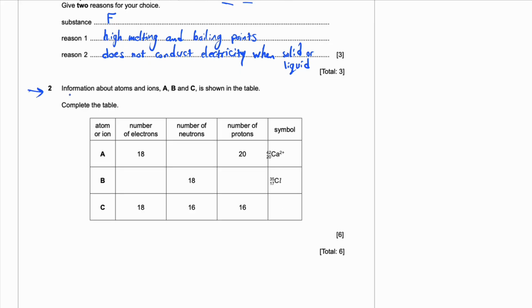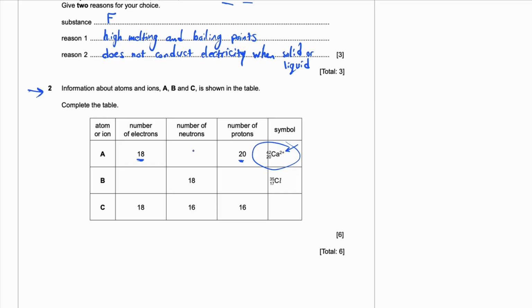Next question. Information about atoms and ions A, B, and C is shown in the table. Complete the table. So in atom or ion A, this is the symbol of it. And as you may notice, it has 2 positive charges. It's a positive ion or cation. So you expect the electrons to be fewer than protons. We have 20 protons. We have 18 electrons. The difference is 2. That's why it's 2 positive charges.